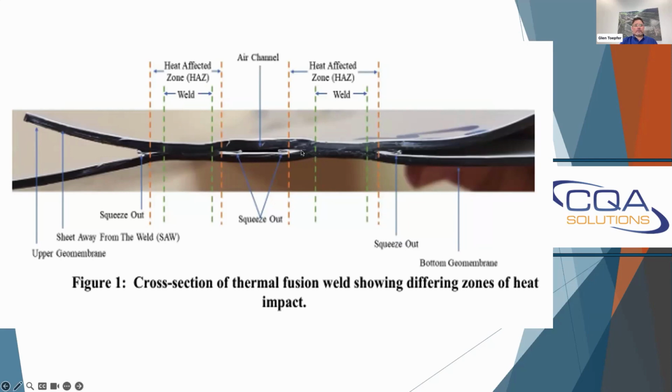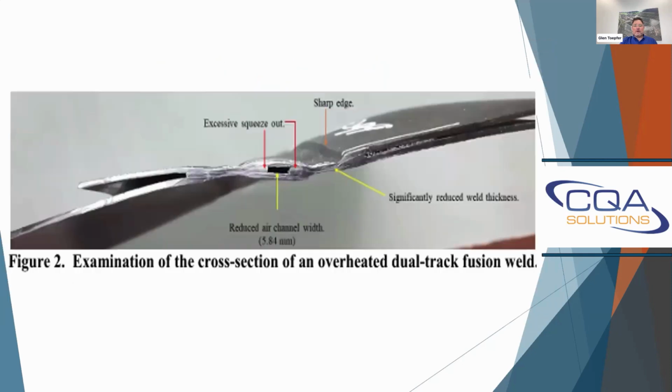That's one way to start, but if there's no guidance saying that we can reject anything, then you have seams like this where the air channel is greatly reduced. There is a thickness reduction, and there's nothing you can do about it, which currently is the case here in the United States.